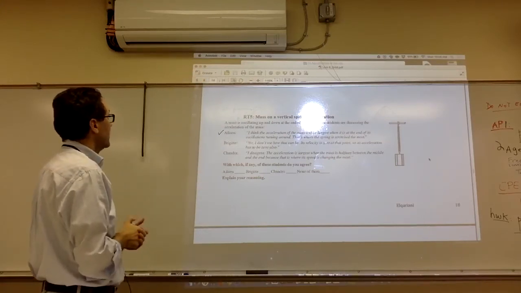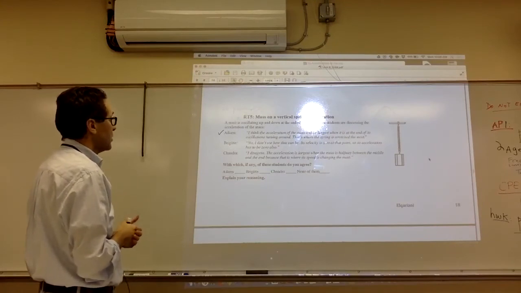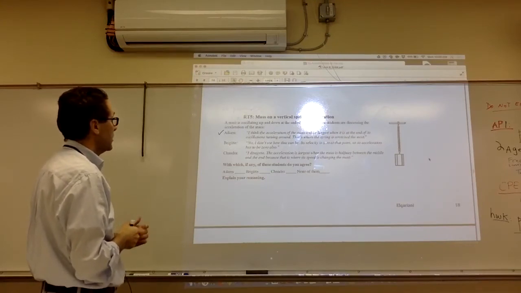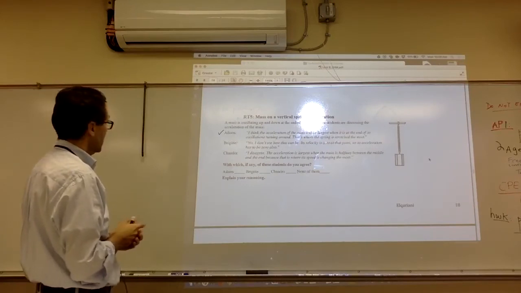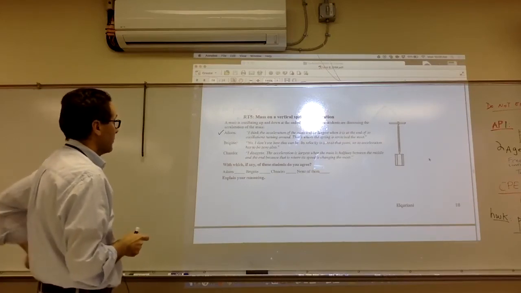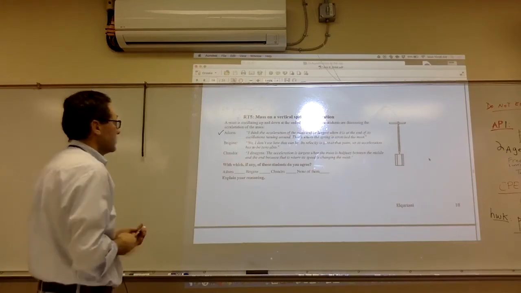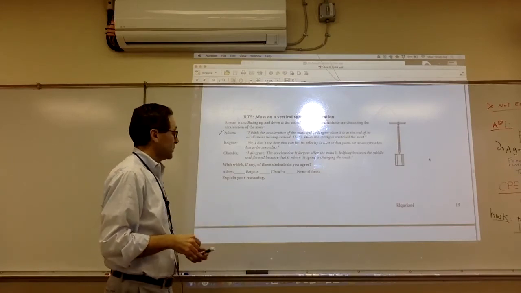Okay. I disagree. The acceleration is largest when the mass is halfway between the middle and the end, because it's where the speed is changing the most. That's not true, because in the middle, the acceleration is 0 because there is no stretch. So Eileen is correct.